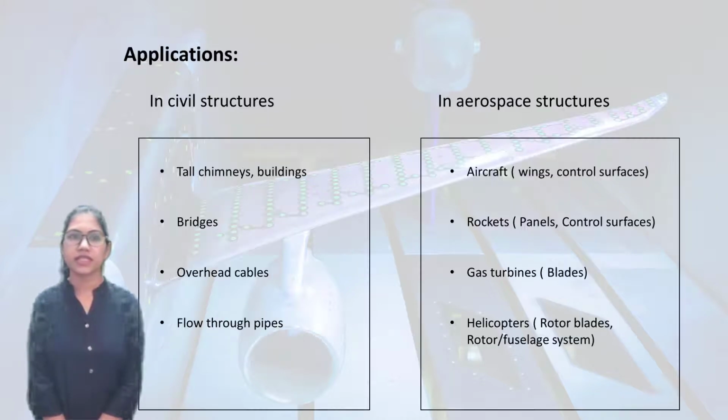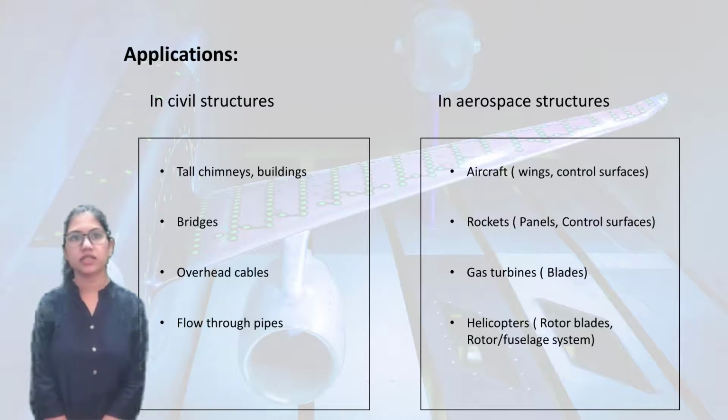Moving on to the next slide, this is about its applications. Aeroelasticity has application in civil structures as well as aerospace structures. In civil structures, it is mainly applied in tall chimneys, buildings, bridges, overhead cables, and flow-through pipes. And in aerospace structures, it has a major part of application, that is in aircraft wings, control surfaces, rockets, panels, gas turbine plates, and helicopter rotary blades and fuselage systems.